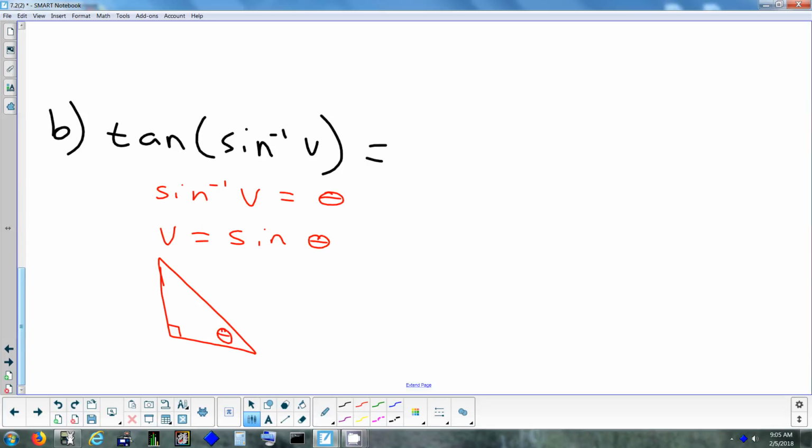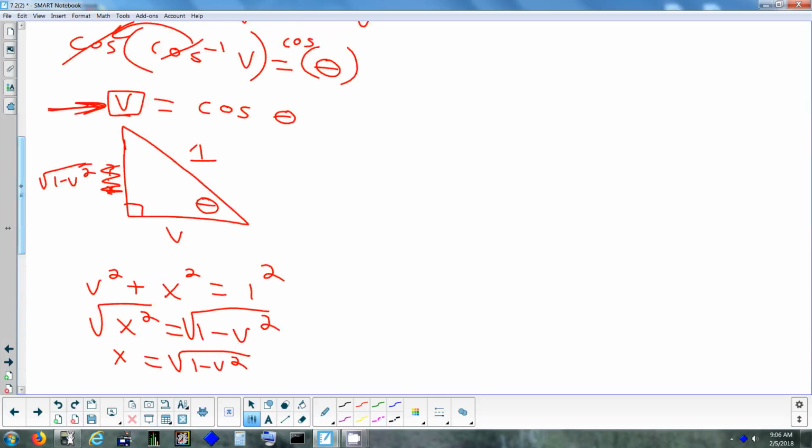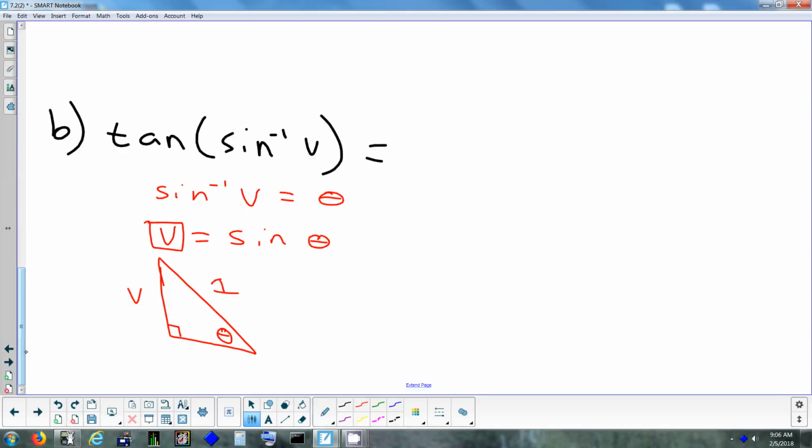But now we have to label two sides. Dylan, what two sides am I going to label in that triangle? Opposite and hypotenuse. Yes, I'm going to label the opposite and the hypotenuse. And I have to label them in such a way so that when I divide opposite by hypotenuse, I get v as an answer. You can label it any way you want as long as it comes out to v. So Gracie, what could I label the opposite and the hypotenuse as? v and 1, yep. And this is pretty much the same diagram we just had. So using the Pythagorean Theorem, you're going to get the square root of 1 minus v squared again.